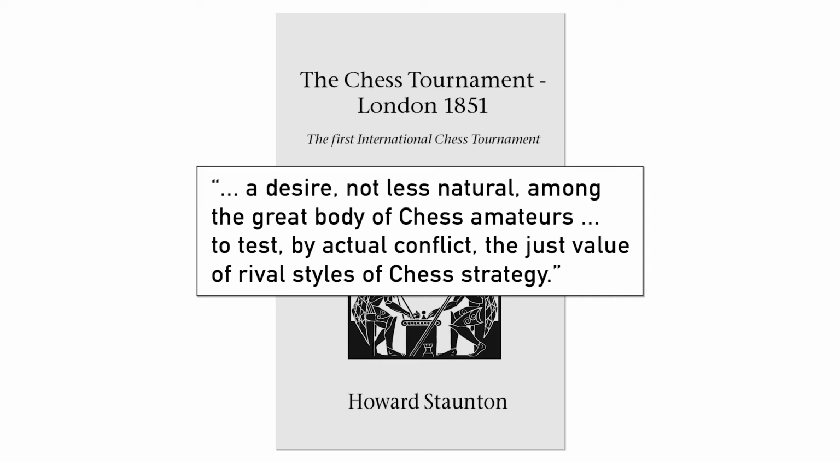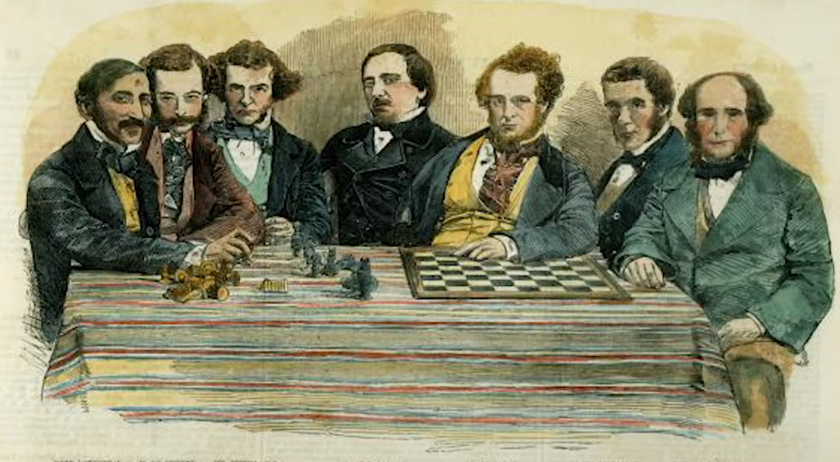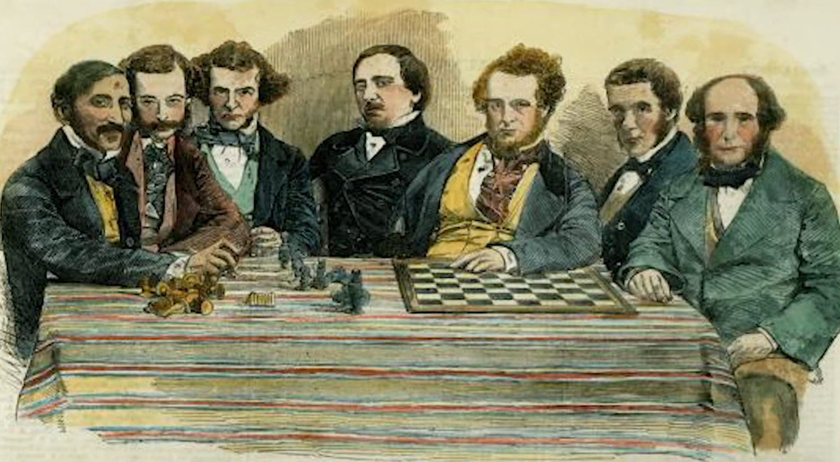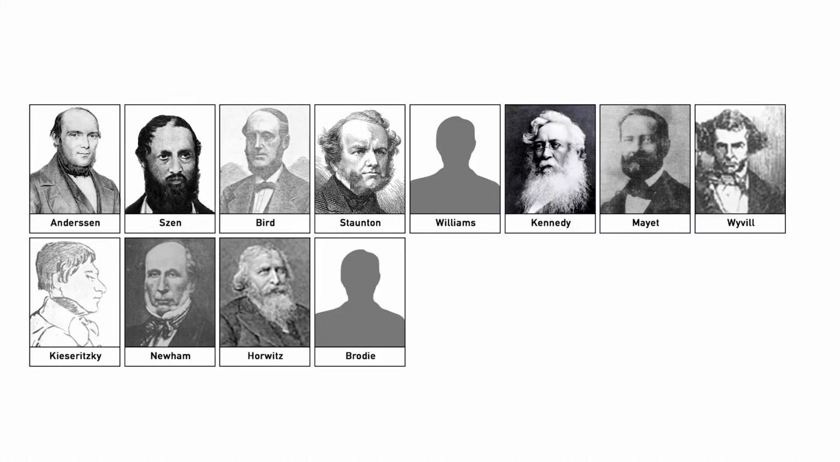Chess itself was becoming much more popular in the 19th century, and with that popularity came a need for the standardization of rules and the desire, as Staunton put it, to test by actual conflict the just value of rival styles of chess strategy. In other words, who was the best chess player in the world? So, Staunton established a committee and extended invitations to some of Europe's best players for the first ever international chess tournament. The tournament ended up with a field of 16 men.